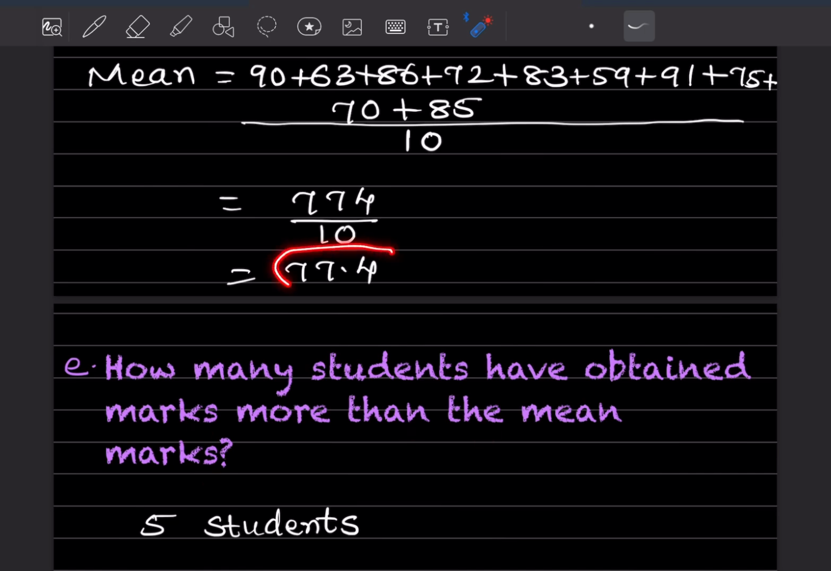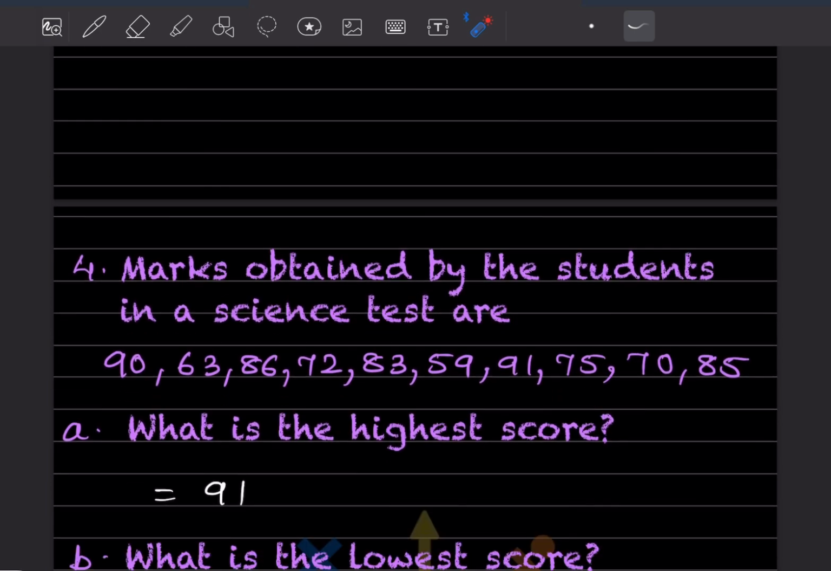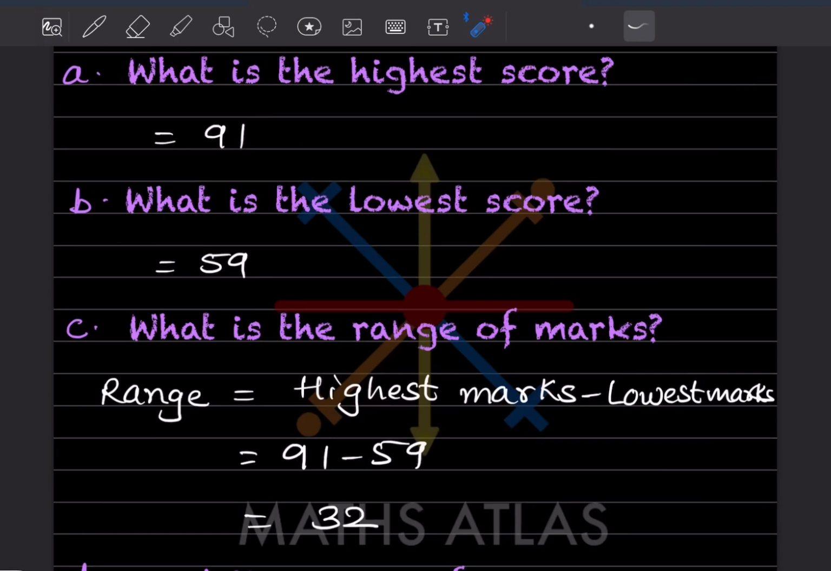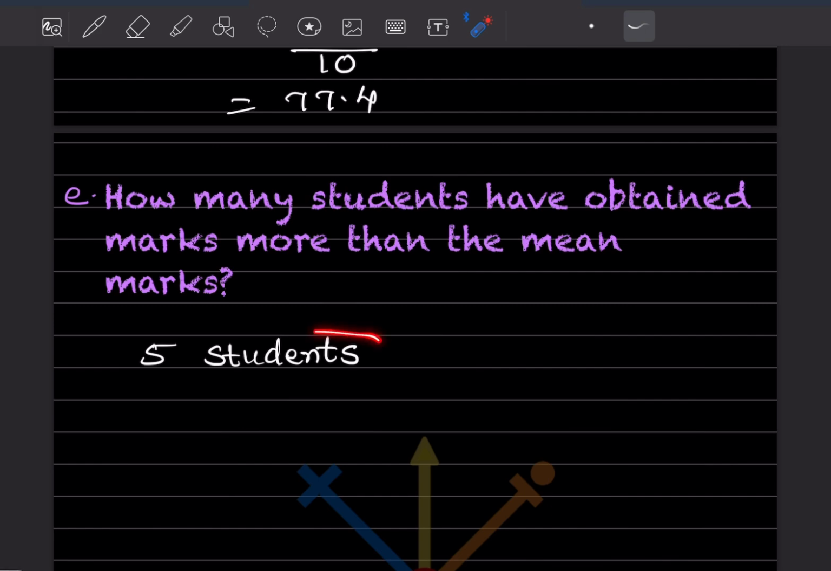How many students have obtained marks more than the mean marks? Mean marks is 77.4. So you have to see more than 77.4. Here 1, 2, 3, 4, and this is 5. So we can say 5 students have obtained marks more than the mean marks.